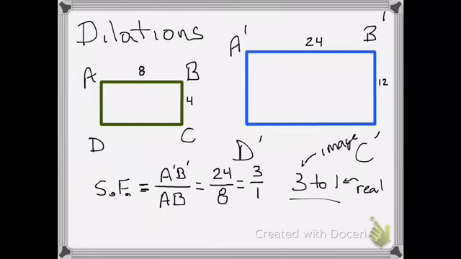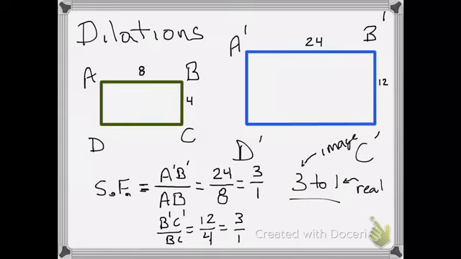Now notice that the scale factor doesn't change if I pick another side. If I choose to use, say, side B prime, C prime, and compare that to side BC, well, if we look, side B prime, C prime is 12, and side BC is 4, and that also reduces down to 3/1, which is still the same scale factor. Your scale factor can't change as you're doing a shape. The scale factor is what it is. Everything needs to follow that scale factor. If every side didn't follow that scale factor, then this is not a dilation, it's just a different rectangle.